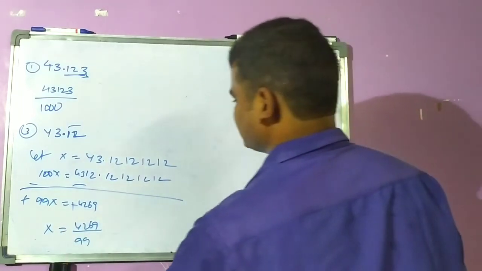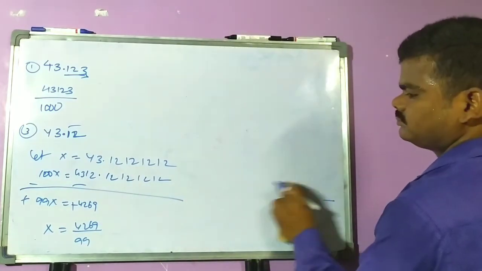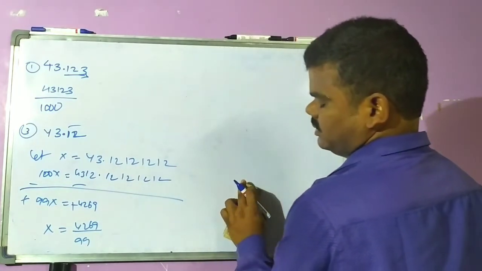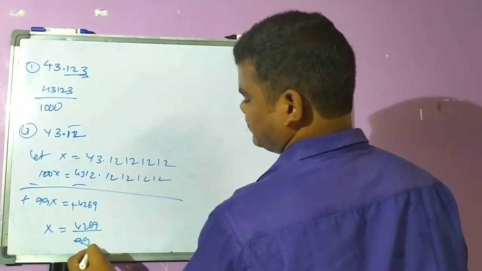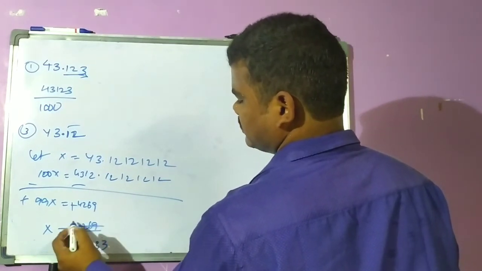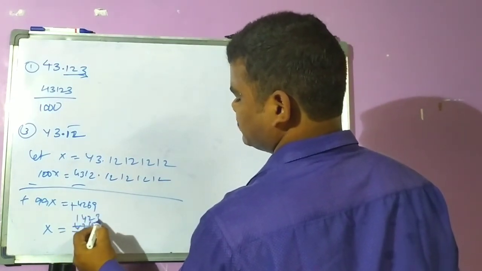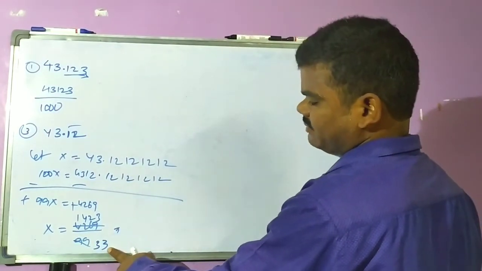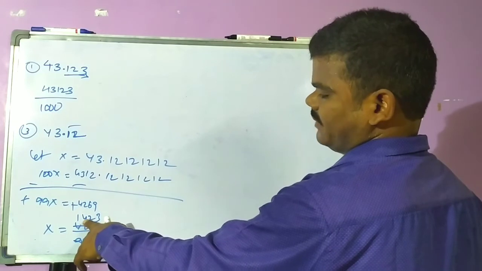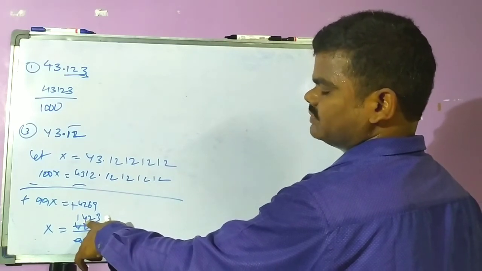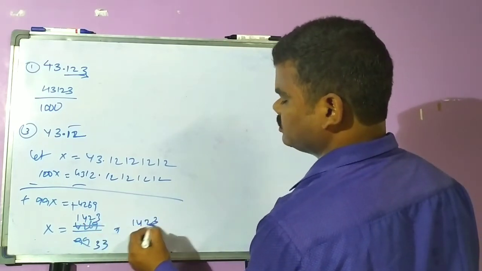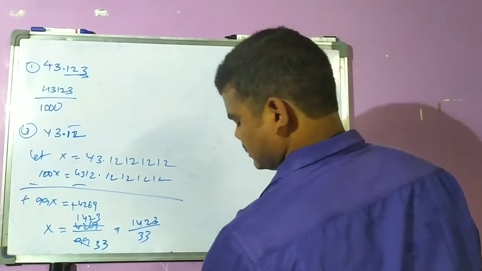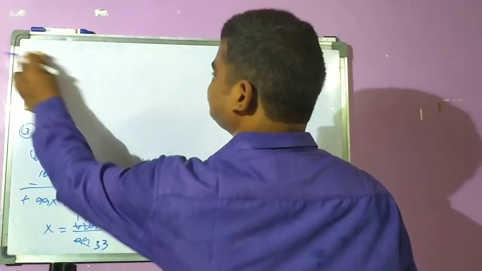Right? Next one. If it is divisible by 3, you can divide: 3 3s are 9, 3 1s are 3, 3 4s are 12, 3 2s are 6, 3 3s are 9. Right? 11th table, 11 3s are 33, 11 1s are 11. So 1423 by 33 is the final answer.